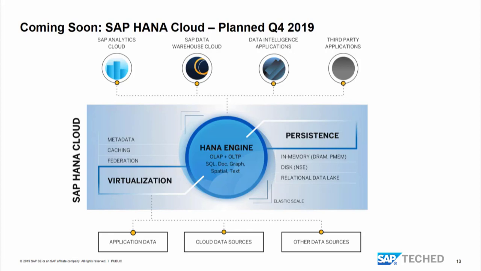And one of the key things about this as well is the virtualization. One of the strengths of HANA has always been the virtualization capability, or what we call federation, the ability to use what's called smart data access to connect out to other data sources. And this continues with the HANA cloud. And the idea is that you're able to connect to not just what's in memory or to the relational data lake within the HANA cloud, but to other sources like Hadoop, Oracle Cloud, AWS, S3, et cetera, all these different data stores.